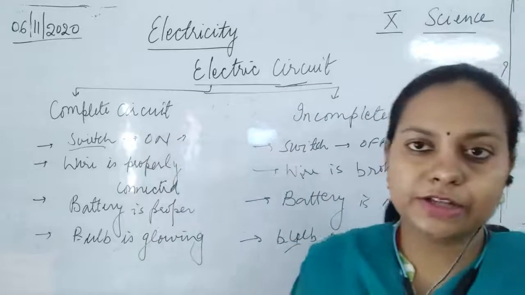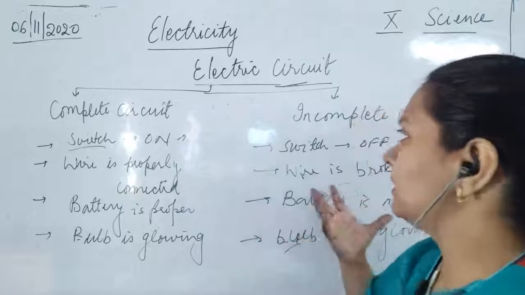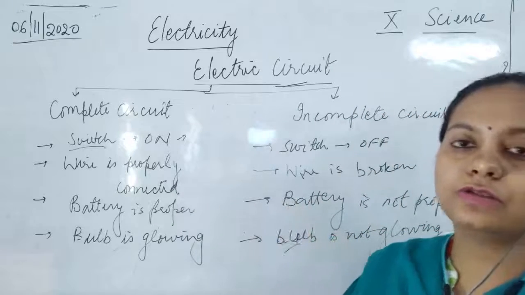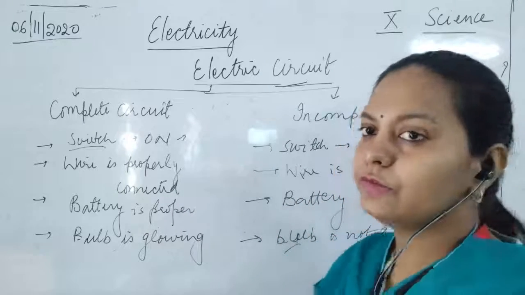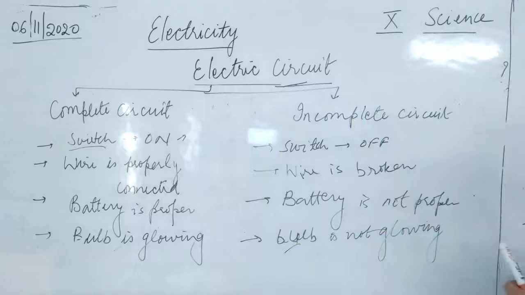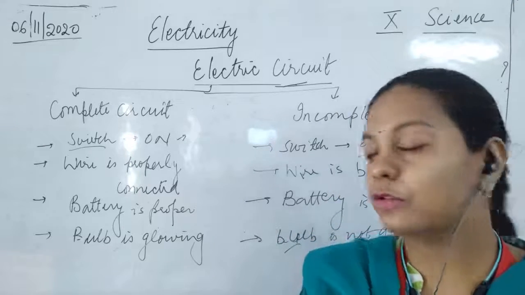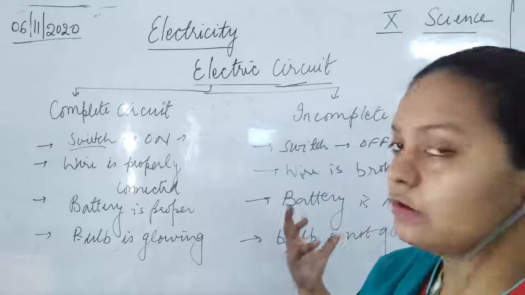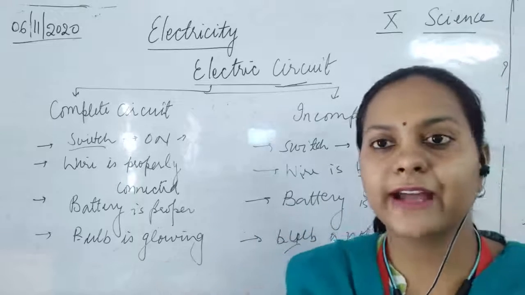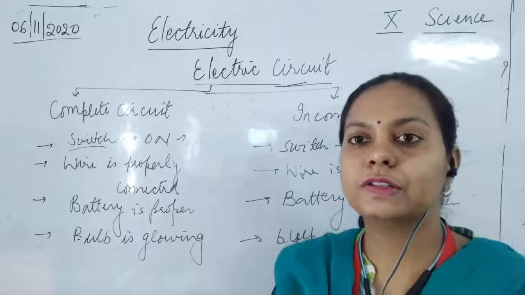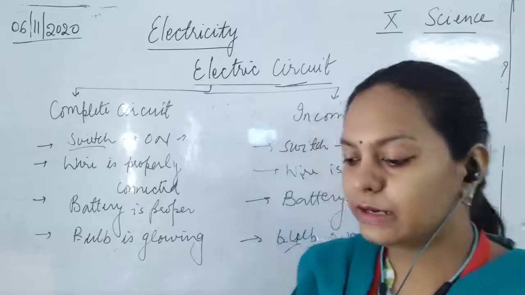If the switch is in off condition, then what happens? The circuit becomes incomplete and the current is not going to flow, and the bulb is not going to glow. The wire is not properly working, the wire is broken. Okay, so this is what is about the complete and incomplete circuit.